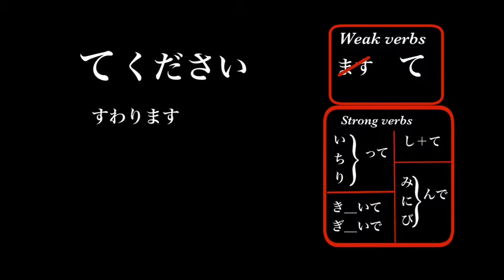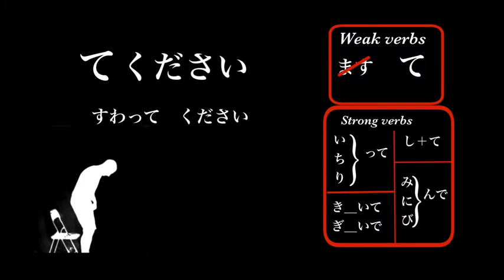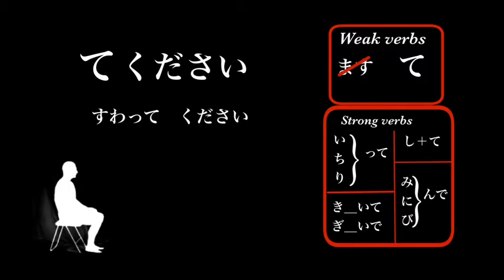Suwarimasu, the verb to sit down. It's a ri, strong verb with a ri if we remove the mas, and we find in our rules that we change that to a little tsu te. Suwari becomes suwatte kudasai. Please sit down.